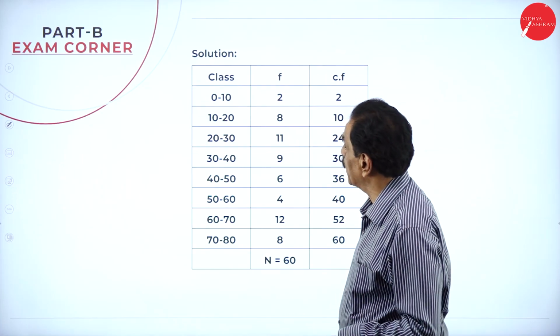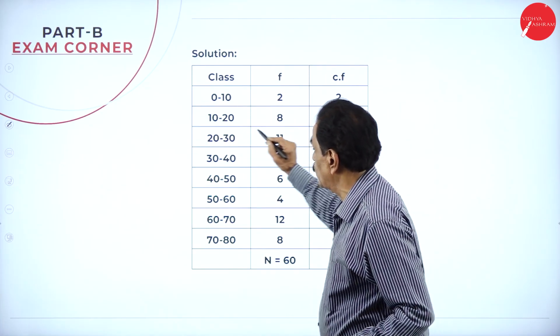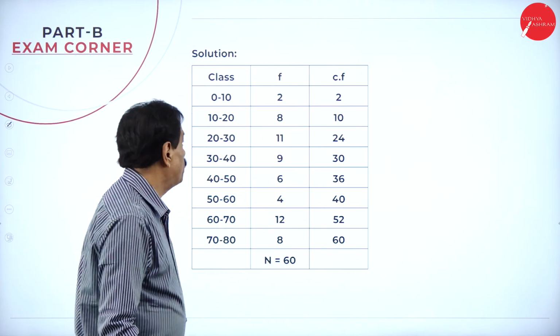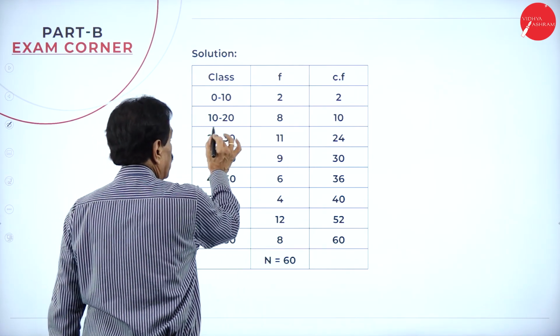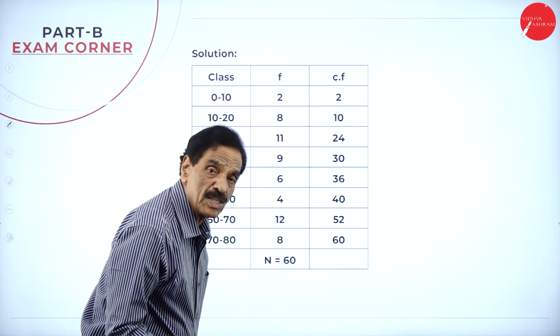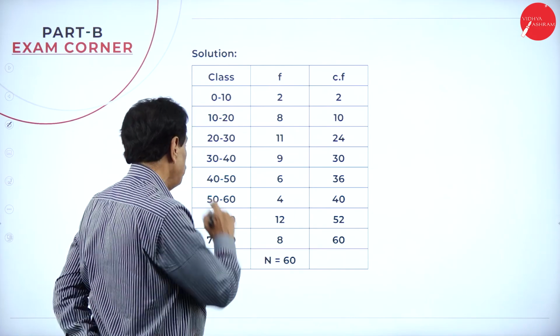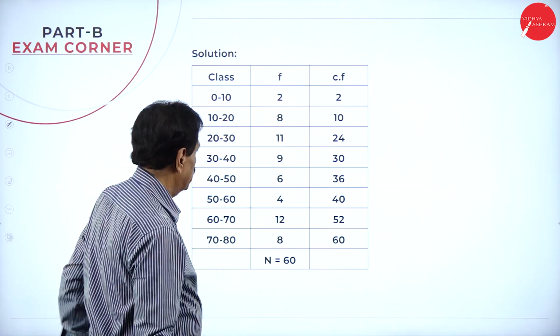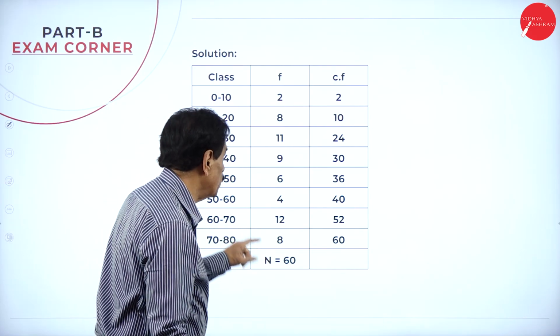We'll go with the numbers now. 0 to 10, 10 to 20. 0 is called the lower limit, 10 is called the upper limit. 10 is the lower limit, 20 is the upper limit. You have got the frequency. Now add the figures to make the CF.